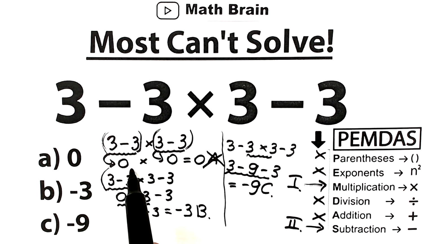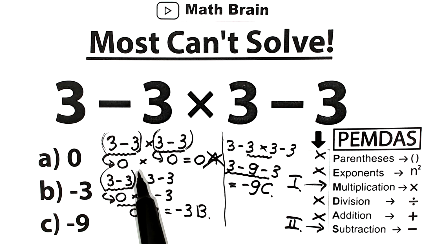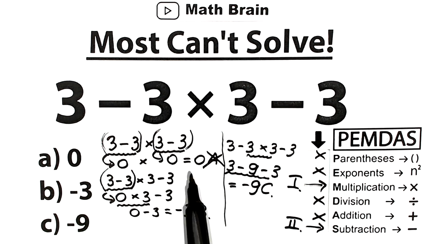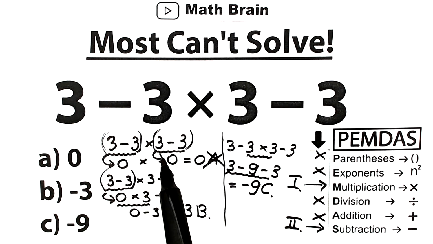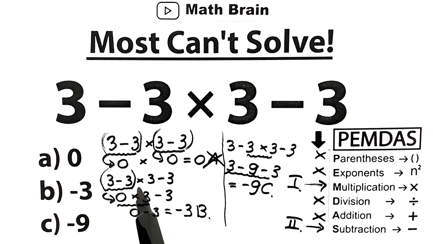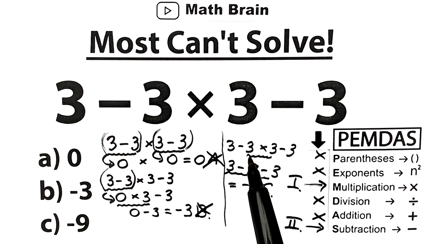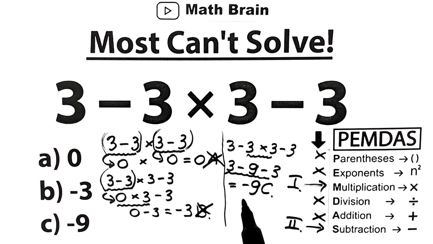With parentheses, this is a correct solution, because then we should start with the parenthesis. So parentheses first, then a subtraction can be before multiplication. But without parentheses, this is a very bad solution. This solution, option C, is absolutely correct, because we should start with multiplication, we do this, and we subtract all the rest of the values that we have. So our correct answer is minus 9.